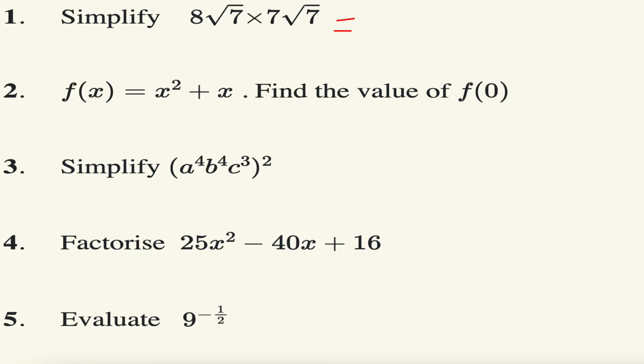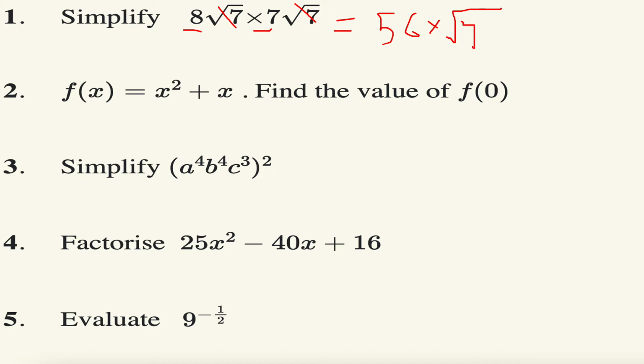Simplify 8 root 7 times 7 root 7. Well, what I do is I do 8 times 7 first. 8 times 7 is 56. Okay, root 7 times root 7. If I just put a times there, I can actually put that on the one square root.